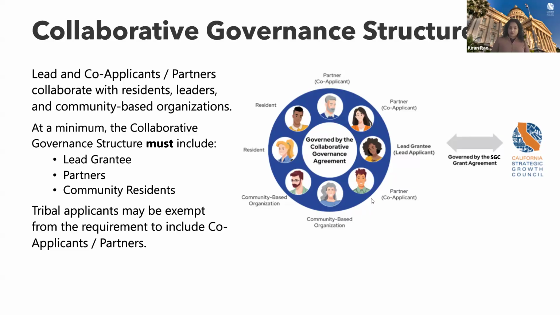The lead applicant and all co-applicants or partners will jointly develop and sign a collaborative governance agreement. Those applying for implementation grants or TCC project development grants will submit the new collaborative governance agreement worksheet with their application and formalize the agreement within 90 days of contract execution. We will further describe the role of the collaborative governance agreements and worksheet in the application component section of this presentation. We recommend applicants review section 3.2 of the TCC and CRC guidelines for more information on developing a collaborative governance structure and requirements.